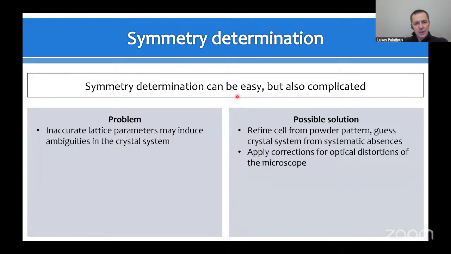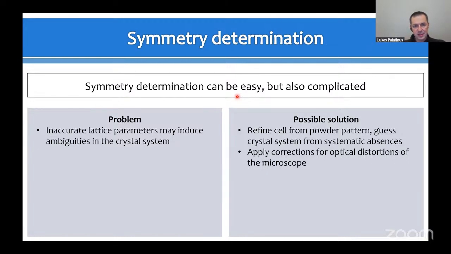Once we extract the intensities, the typical next step in the data processing pipeline is the symmetry determination, or at least an estimation of that. That can be easy, but it can also be complicated. I will not focus on the easy part. If it is easy, then it's usually an automatic procedure. But I want to point out a few problems that can occur in this step.